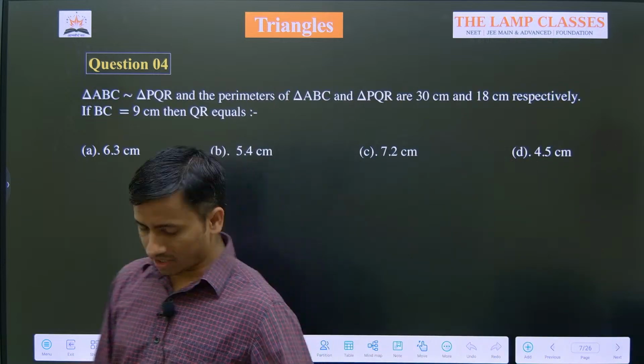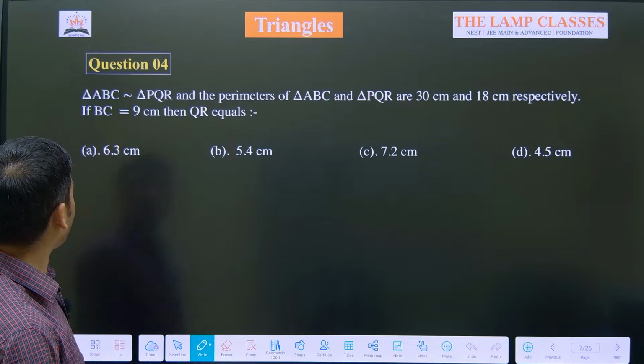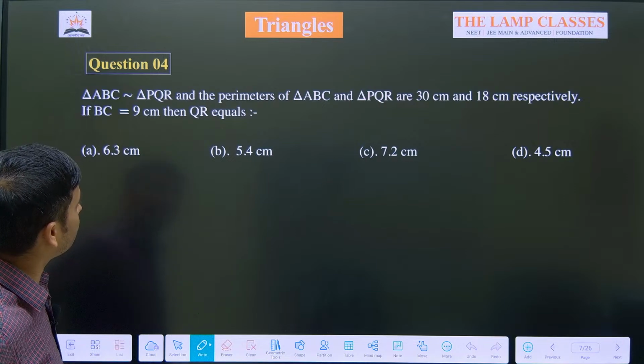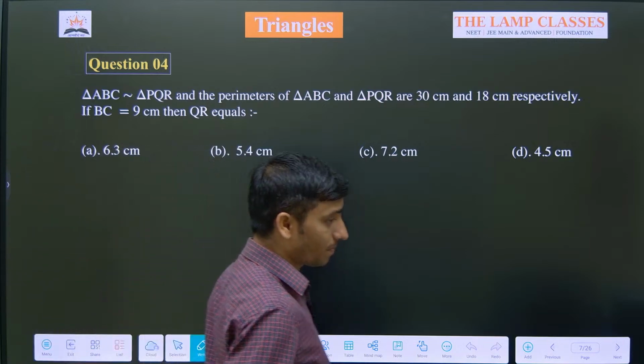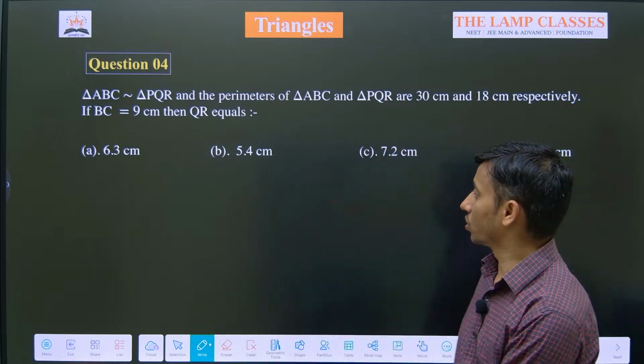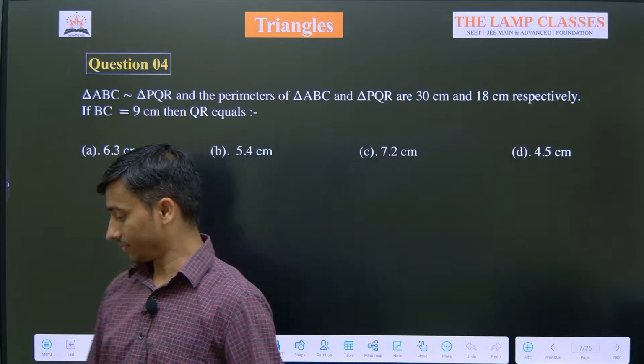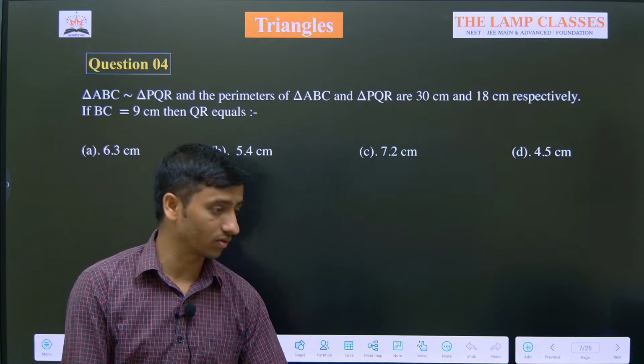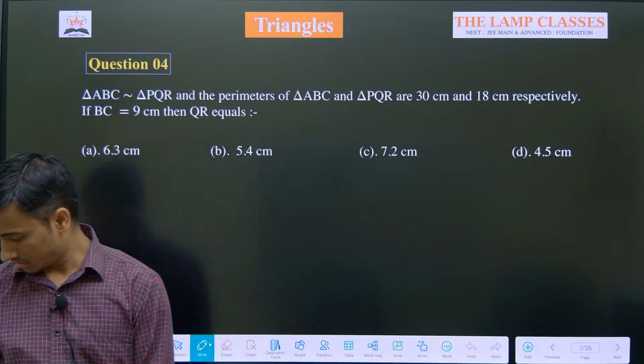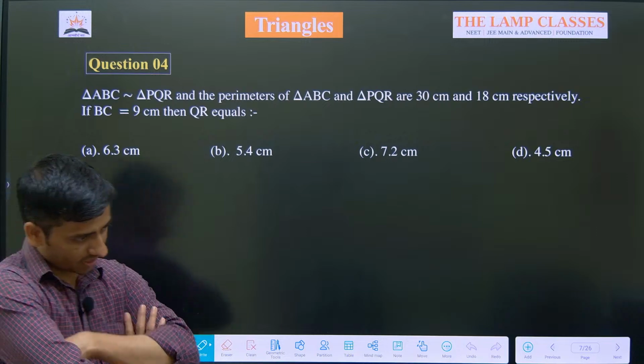So there are two triangles, triangle ABC similar to triangle PQR, and the perimeter of triangle ABC is this. Yeah, they have given the perimeter of two similar triangles. So what can we say about the side lengths? Yeah, please read the question and solve it. Okay, let's not be in a hurry. Give enough time to solve so that we get the right answer only.